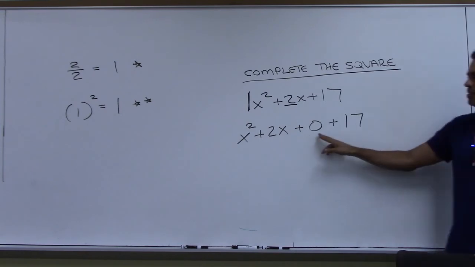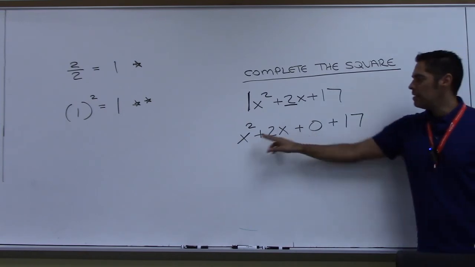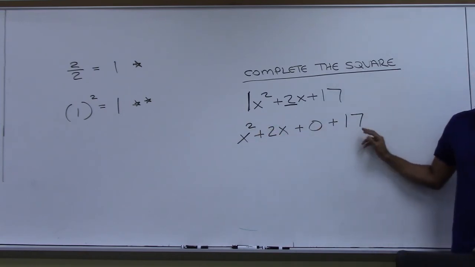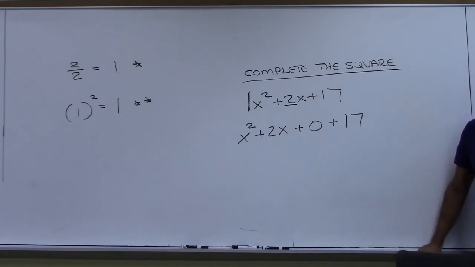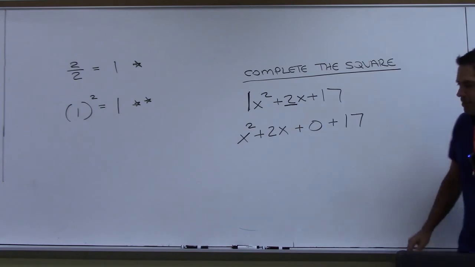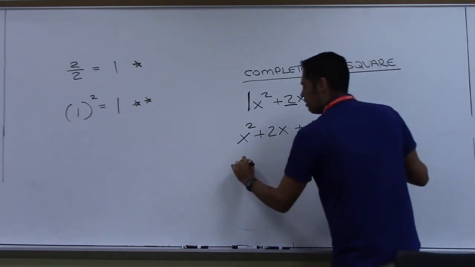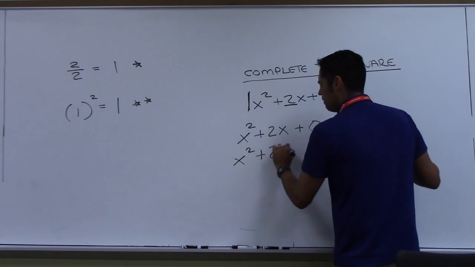Do you agree that that's a 0 right there? If I take x squared plus 2x plus nothing plus 17, it's the exact same problem. Yes? All right. You agree with that, right? Now, I'm going to rewrite that 0 in a very clever manner.